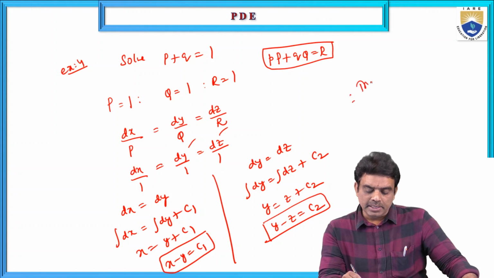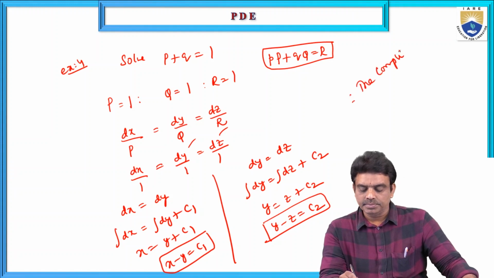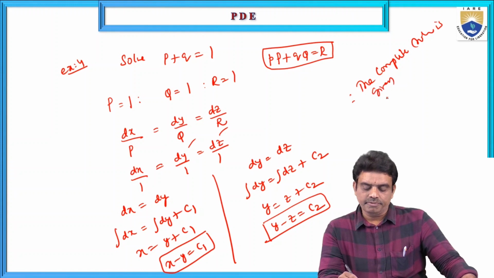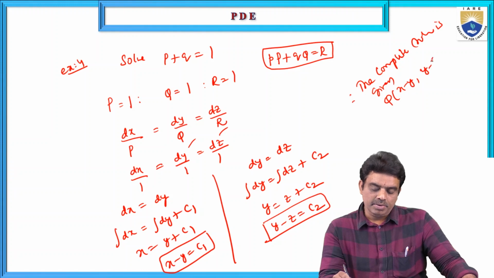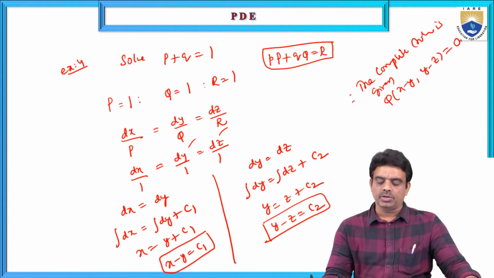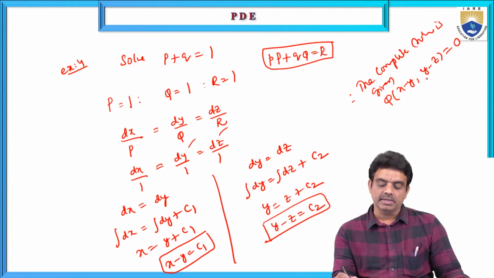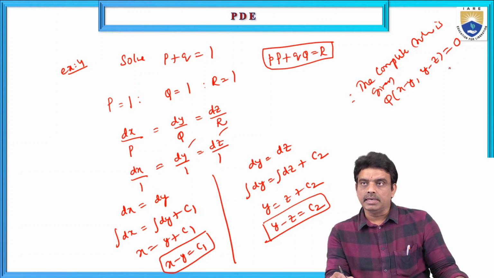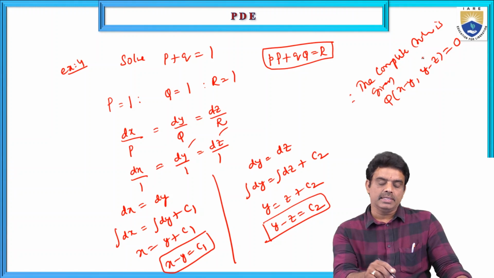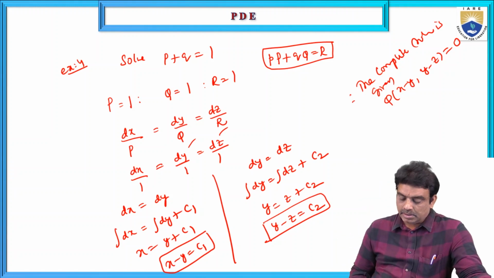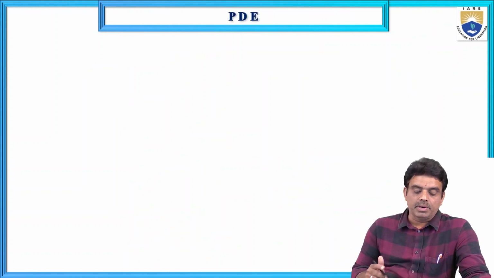Therefore, the complete solution is given by phi of x minus y comma y minus z is equal to 0. So, on solving this by forming this equation, by using the elimination of the arbitrary function, we can get this equation, right? Similarly, I will do the last example.